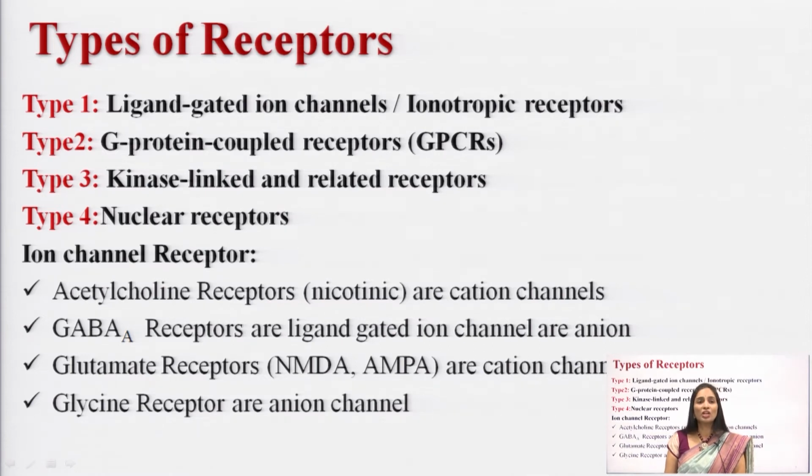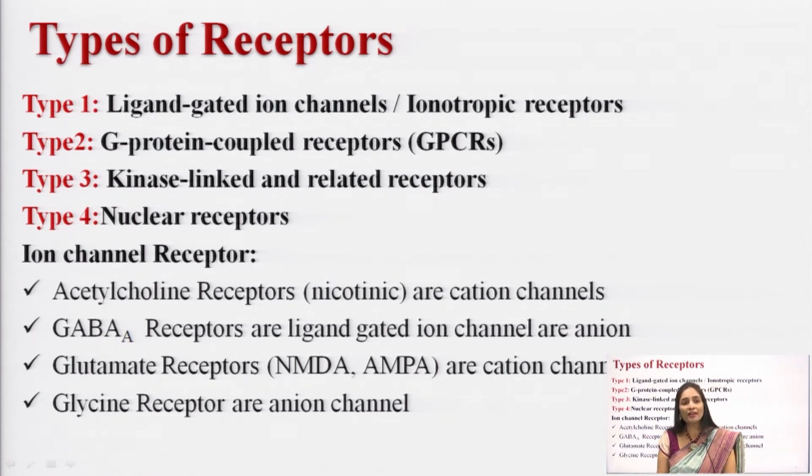So, what is an ion channel receptor? Once the drug binds to this ion channel, the channel will be opened or closed depending upon the drug that binds to its particular receptor. If I am talking about acetylcholine, the acetylcholine nicotinic receptor, when the acetylcholine binds to its nicotinic receptor, the channel is going to open. Which channel is going to open? Sodium channel is going to open. So, the acetylcholine receptor is a cationic channel.